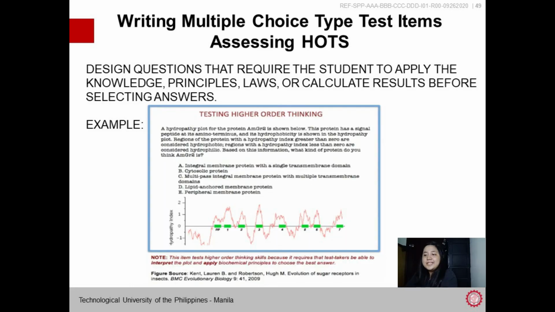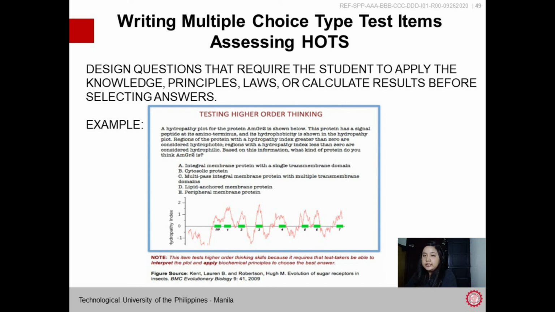Next is design questions that require the student to apply the knowledge, principles, laws, or calculate results before selecting answers. So, sa calculate results before selecting answers, pwede natin ma-apply ito sa mathematical situation. For example, sa mga engineering, di ba?